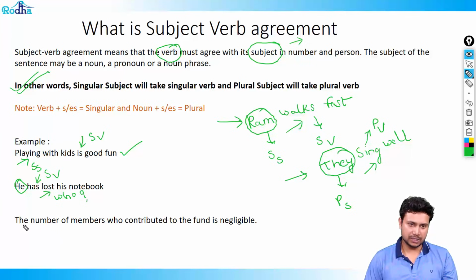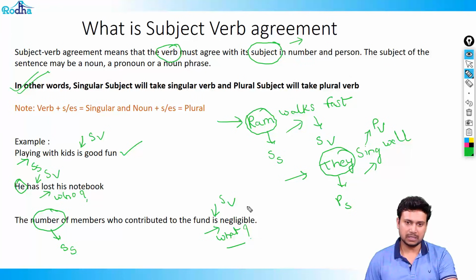Similarly, in the third question, the number of members who contributed to the fund is negligible. Ask, what is negligible? You will realize that the number is negligible. Therefore, number is a singular subject which will take a singular verb is. I hope this concept is clear. Let's move on to the next point.